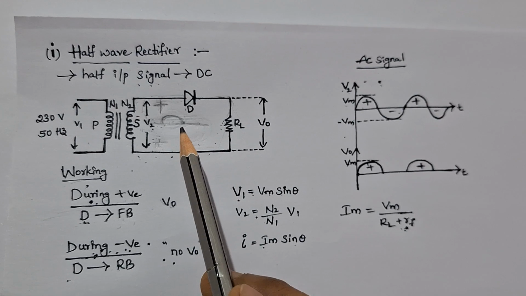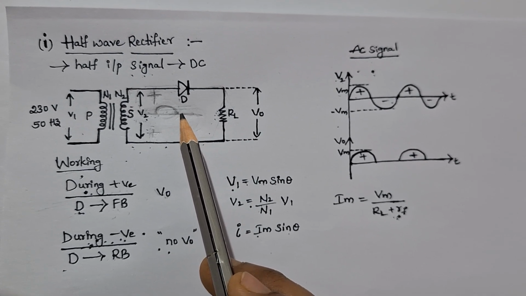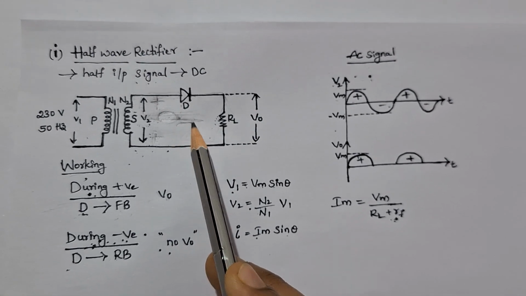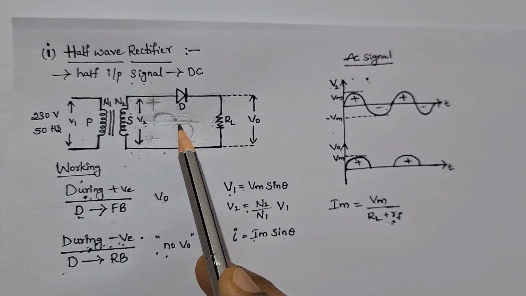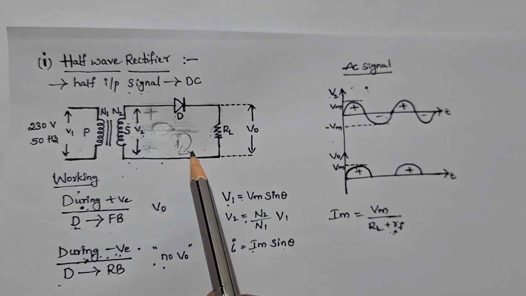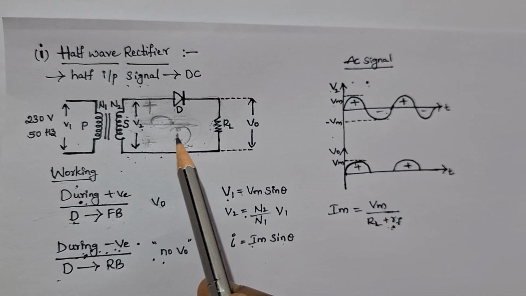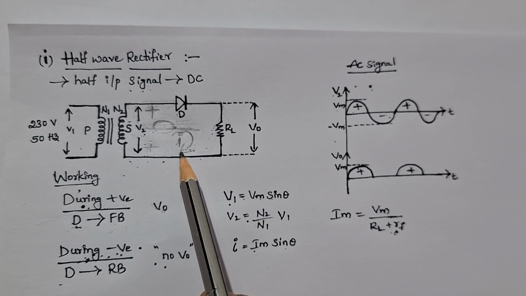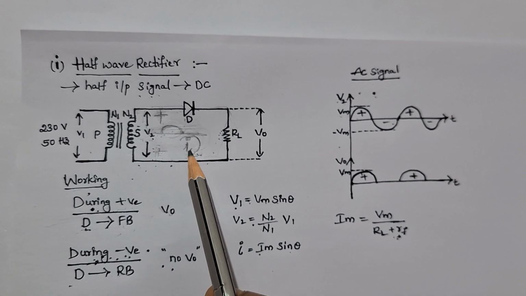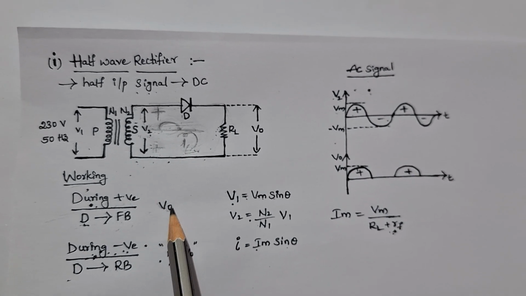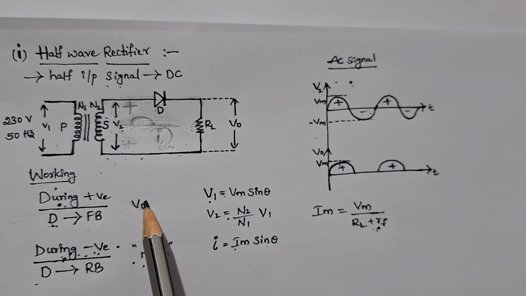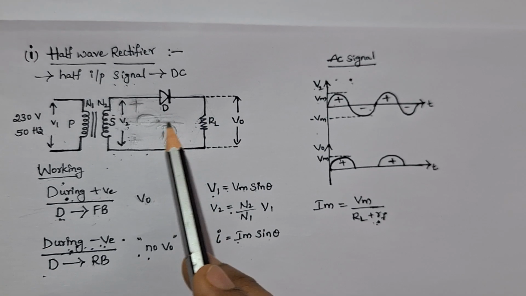We know that during forward bias the diode will conduct electric current. So current will flow through the circuit and we will get an output voltage V0. The output voltage will appear across the load resistance.